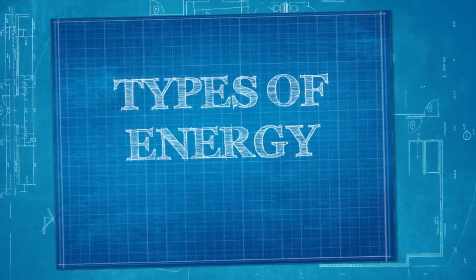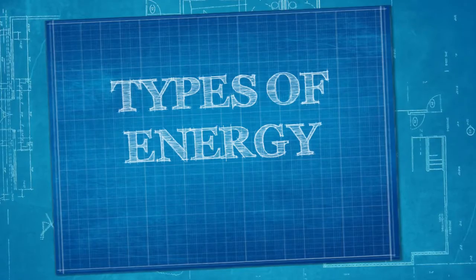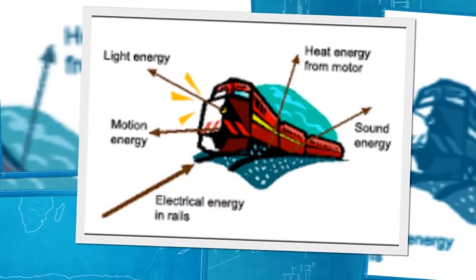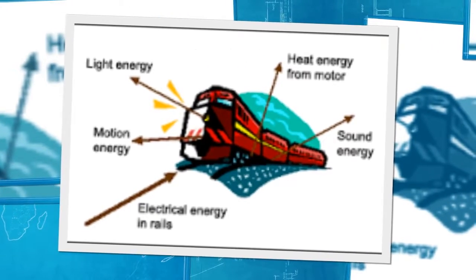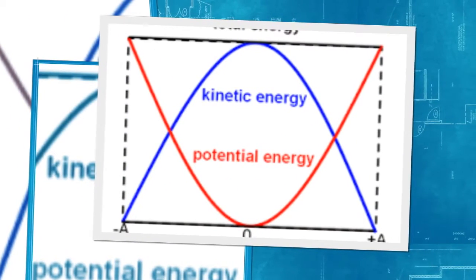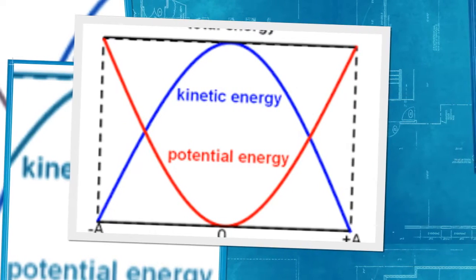Types of energy. A train is a very good example of types of energy because it includes a lot of them. For example, kinetic energy, heat energy from the motor, electrical energy, and much more. Two types of energy are kinetic energy and potential energy.